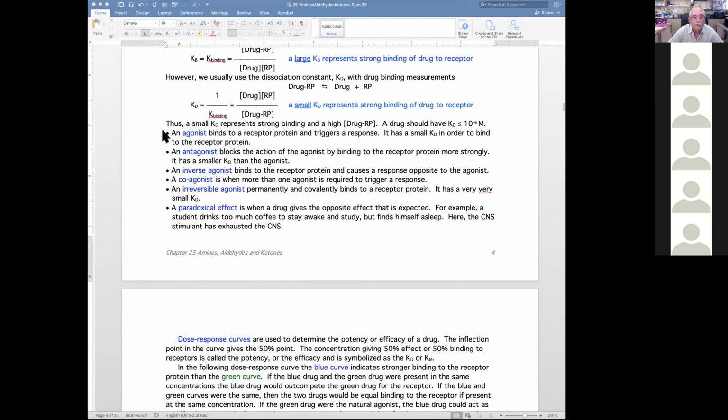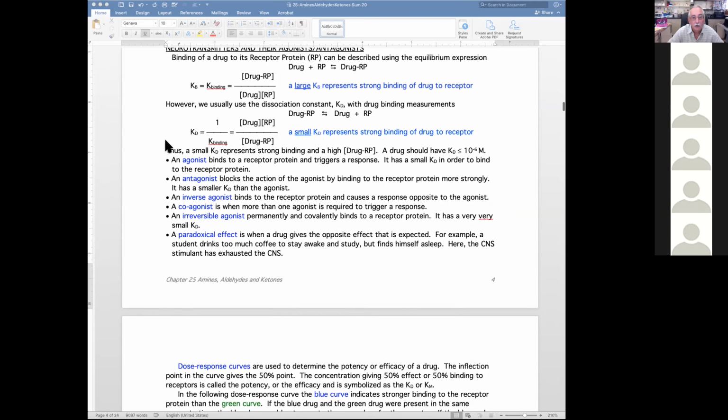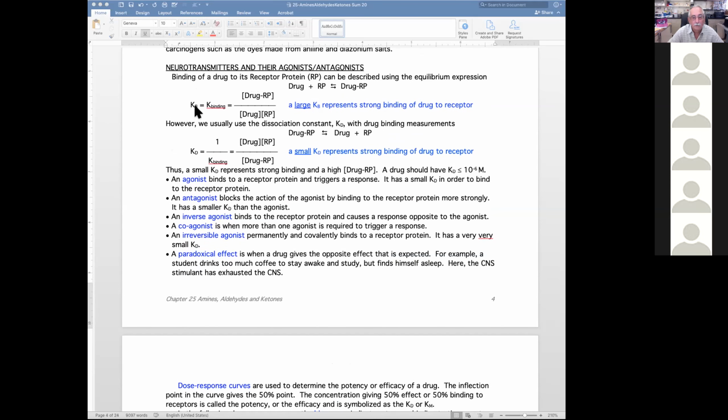But these right here, an agonist and antagonist, you should really know what those are. And be careful with what they are talking about and what you're reading. Is it KB or is it KD? Because they're opposite.